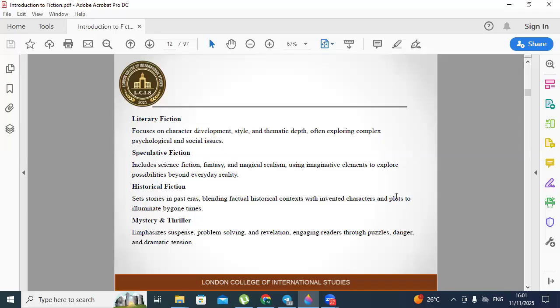Mystery and thriller emphasizes suspense, problem solving, and revelation. These genres engage readers through puzzles, danger, and dramatic tension. Examples include Agatha Christie's detective novels or contemporary psychological thrillers.